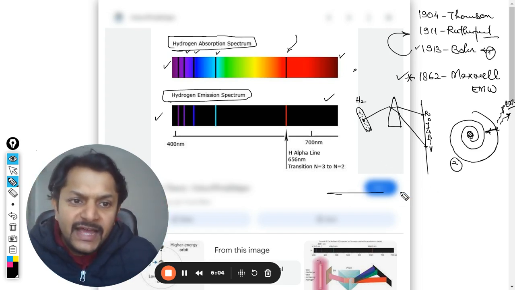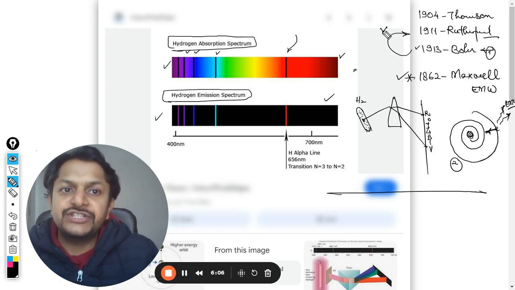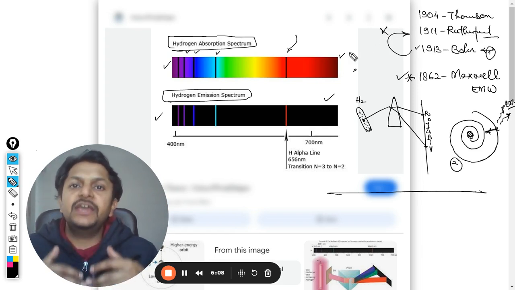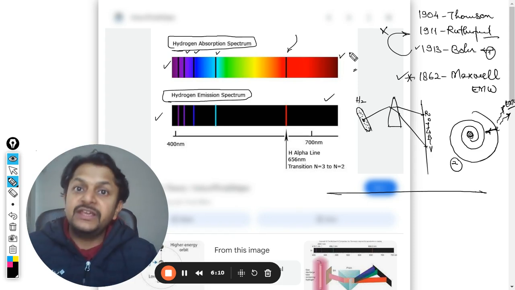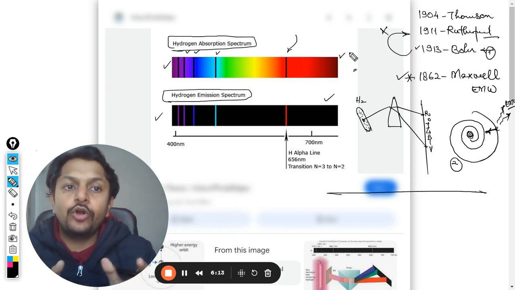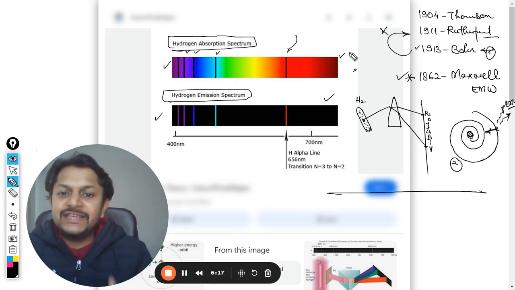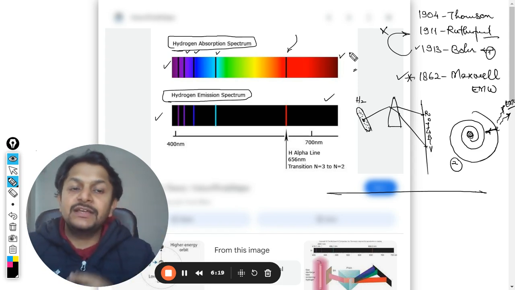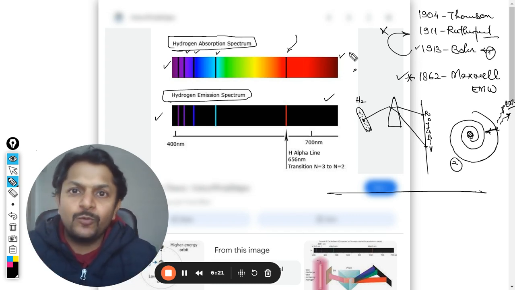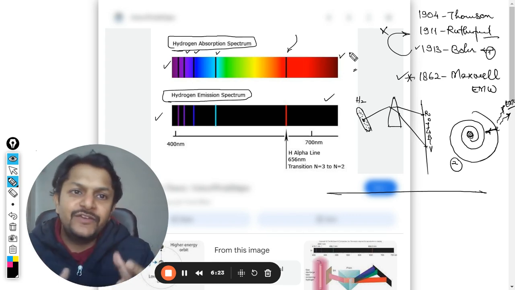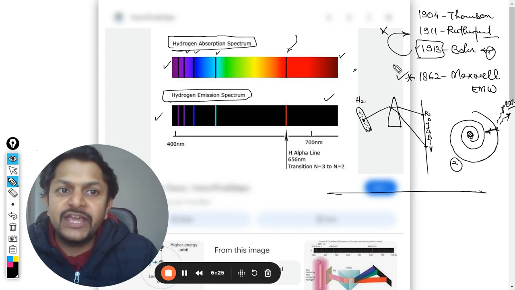Having said that, the Rutherford model was rejected, and they said that okay, some new model has to be created, and Bohr came with that new model. That we will see in our next video: what are Bohr's postulates and what an atom looks like with respect to Bohr's theory, which came in 1913.